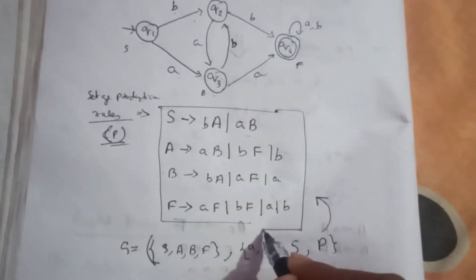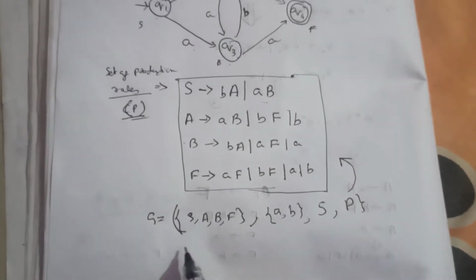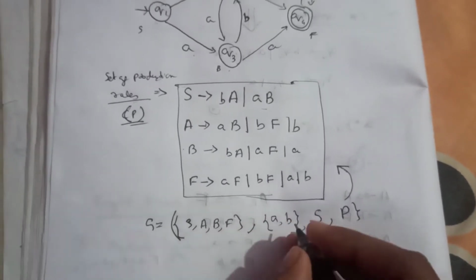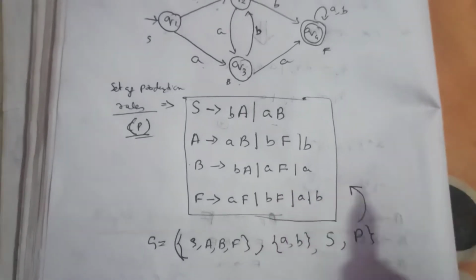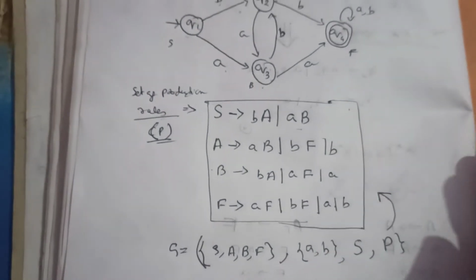So if I am asked to write the regular grammar for anything, I will have to show it like this. This is the set of variables, this is the set of terminals, this is the starting variable, and this is the production rules. If I show only the production rules I will not get full marks.